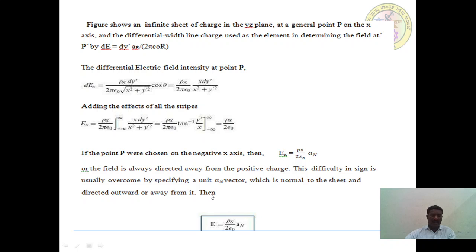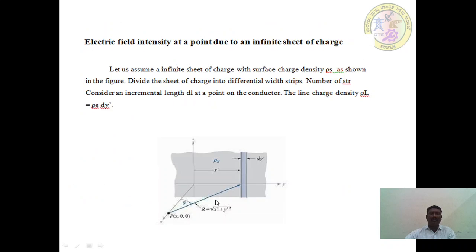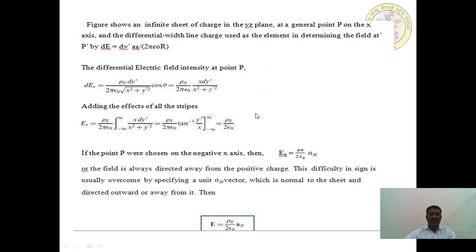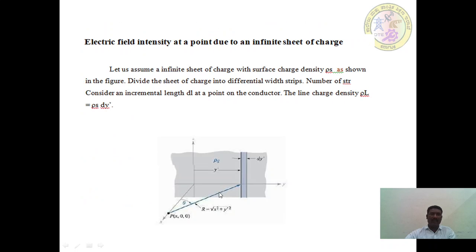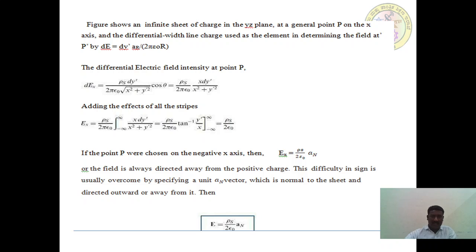Then you can write it as the field intensity of a sheet of charge E is equal to rho s divided by 2 pi epsilon naught into an. This is the electric field intensity due to an infinite sheet of charge. Remember the point, E is equal to rho s divided by 2 pi epsilon naught into an. This is the required value for the electric field intensity due to an infinite sheet of charge.